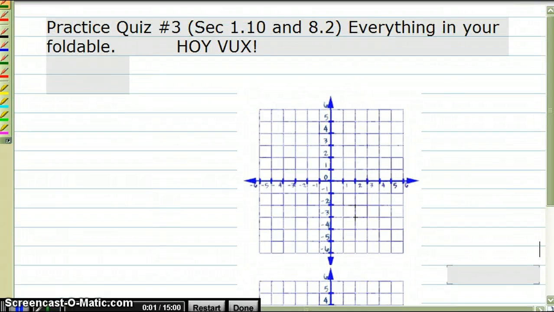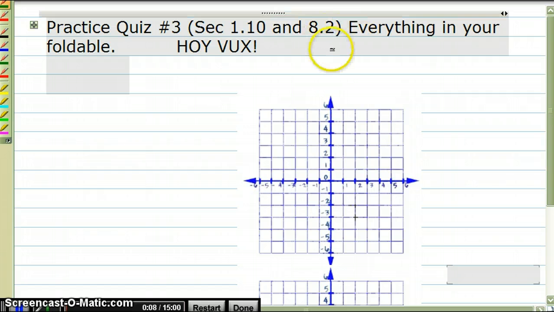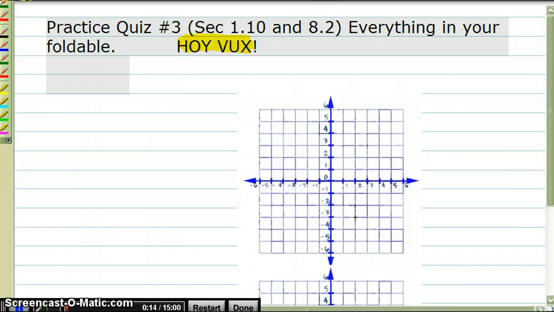Hi, this is Zoo, and we're working on our practice quiz number 3, actually not 2. We're covering 1.10 and 8.2. Today a new concept we learned was about HOY VUX, so you do need to know that as well for tomorrow's quiz. Let's go ahead and look at problem number 2 first.